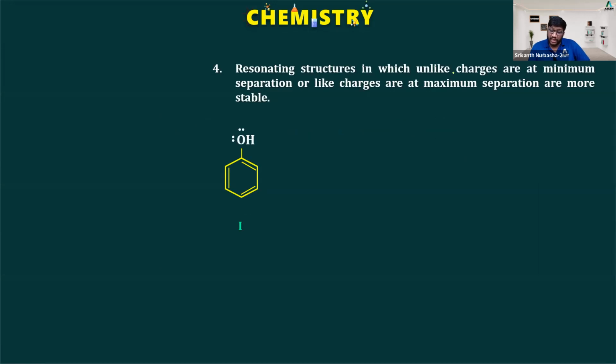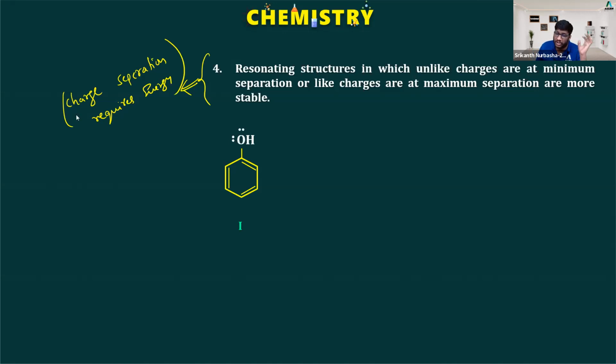Resonating structures in which unlike charges are at minimum separation or like charges are at maximum separation are more stable. Reason? Because charge separation requires energy. Charge separation increases potential energy. So if you have unlike charges, they should be separated by a very small distance. If you have like charges, if both are positive charge, then they should be separated by maximum distance, because like charges will repel, unlike charges will attract, right?